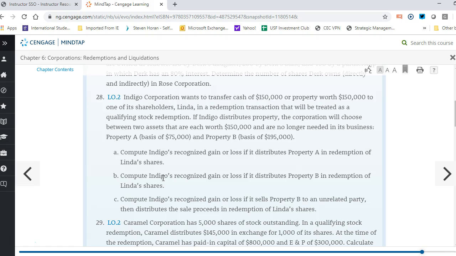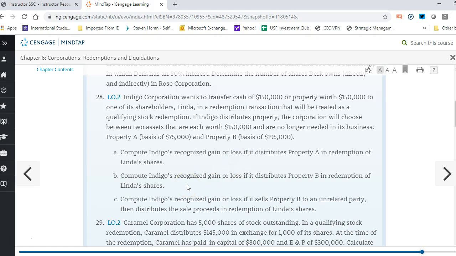So if you recall from the previous chapter, what you should do as Indigo would be to sell the property to an outside third party, an independent party, and collect 150 from that party. You'd realize the loss of 45, and you would get the tax break for that. Then turn around and take the cash from selling the property and distribute that to Linda, and then you're okay.